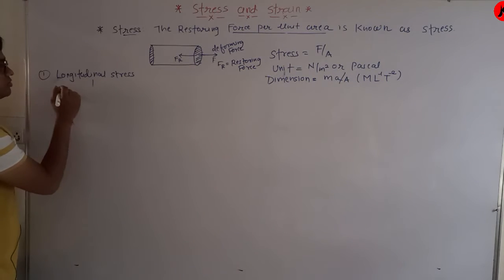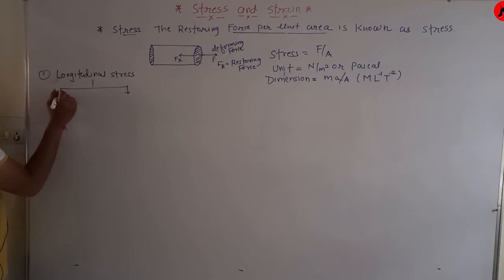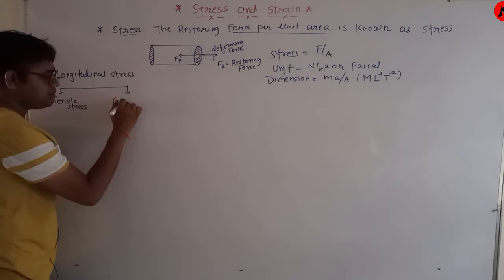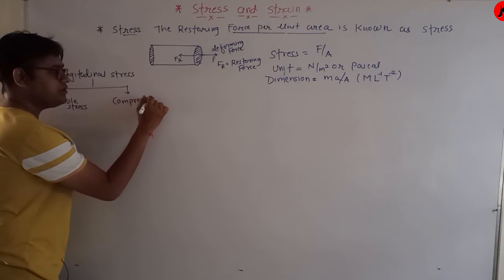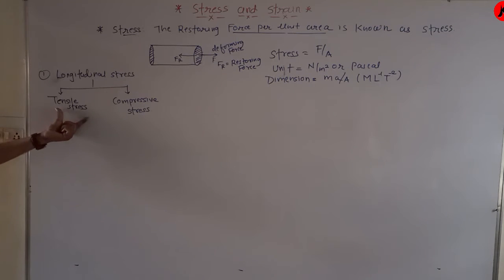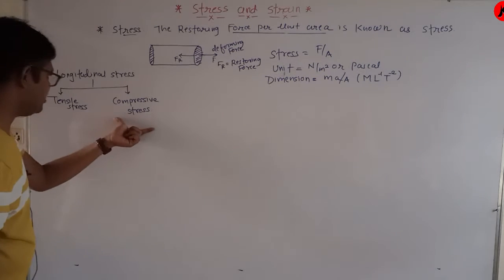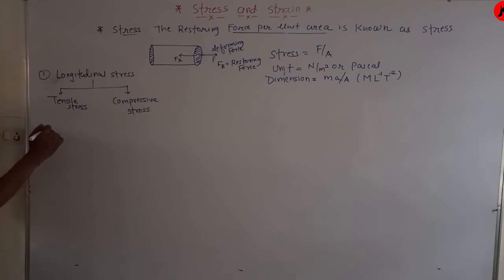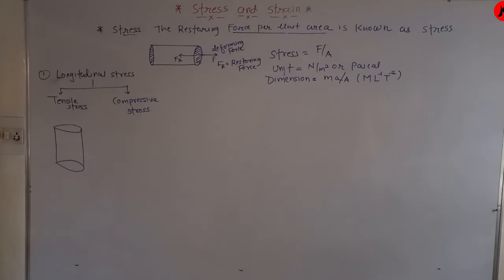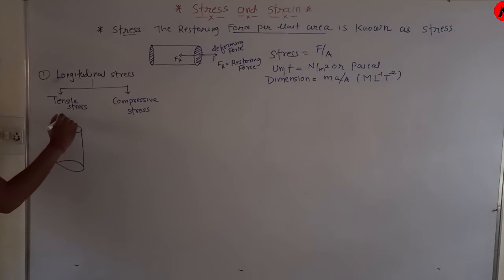In which it is also subdivided in two parts. First is tensile stress and another one is compressive stress, right? First is tensile stress and another one is compressive stress. Now what do you mean by tensile stress? For that, let's consider the same example that we have considered earlier. Let's consider one cylinder, right? If I have applied force F, this is force F, applied force, or you can say deforming force.